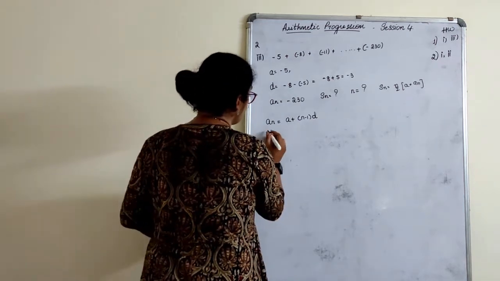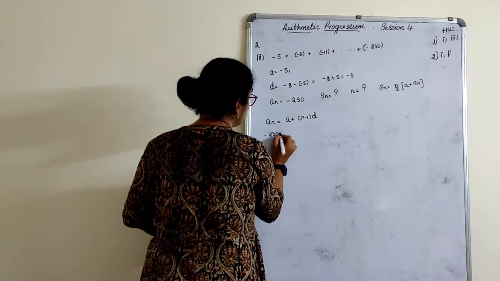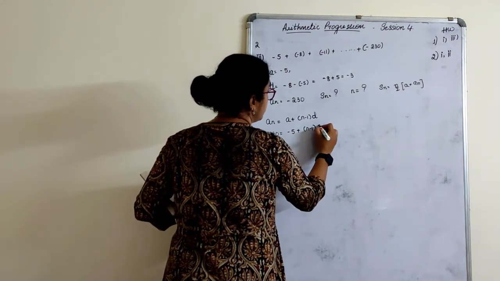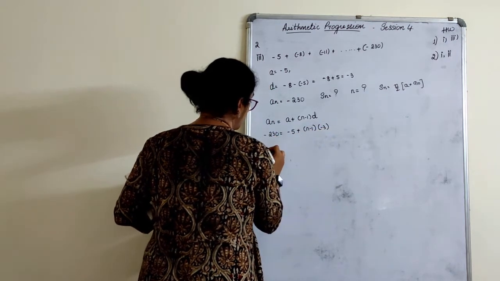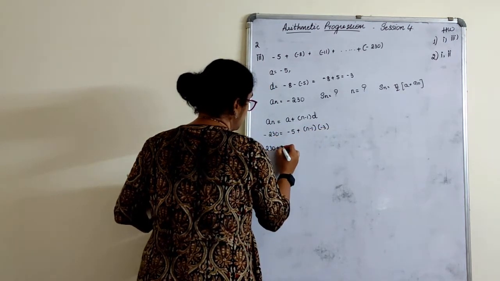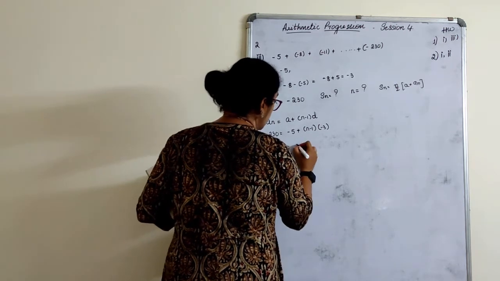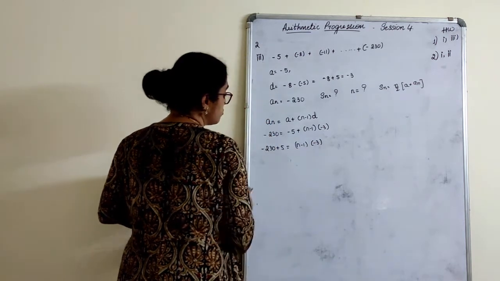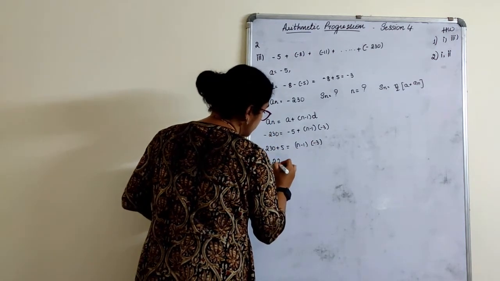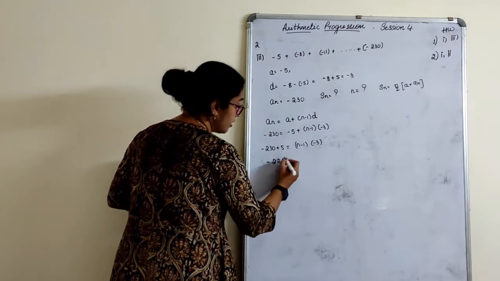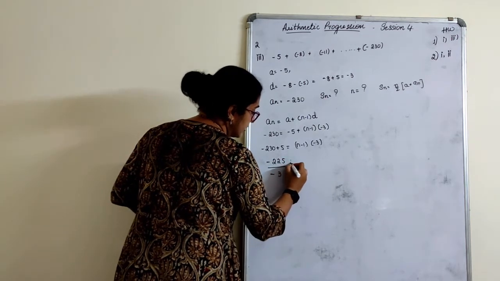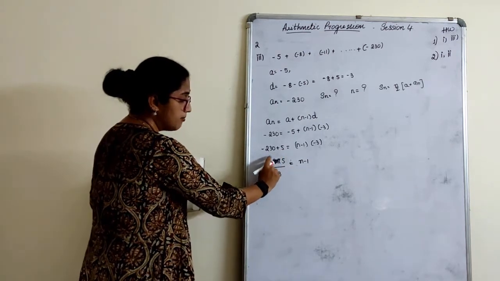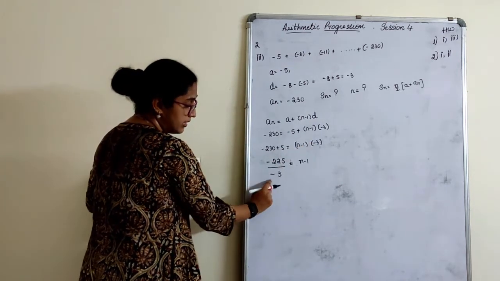So substitute: minus 230 is equal to minus 5 plus (n minus 1) of minus 3. So minus 230 plus 5 is equal to (n minus 1) of minus 3. Minus 230 plus 5 is minus 225, divided by minus 3 is equal to n minus 1. Is it right? Minus 230 plus 5 is 225. This 3 I brought down.